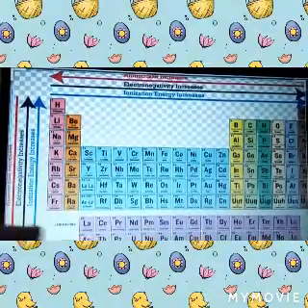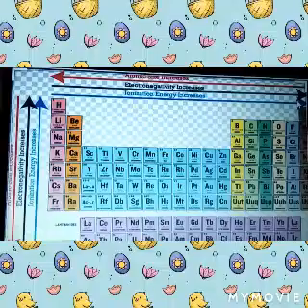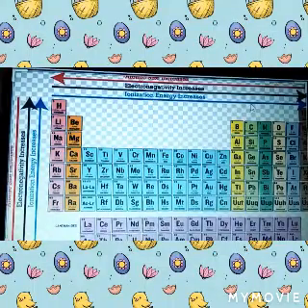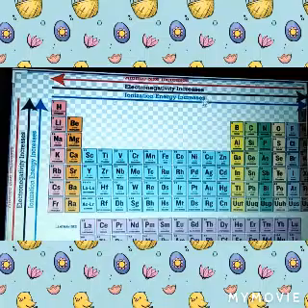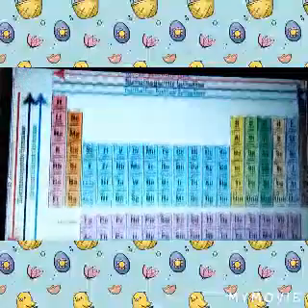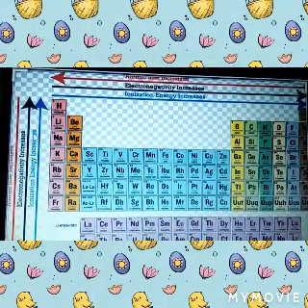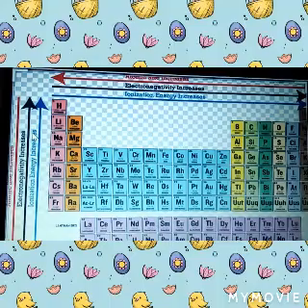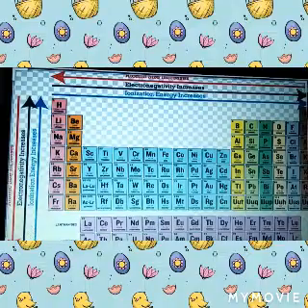Here, from left to right, electronegativity increases, ionization energy increases, while atomic size decreases. And from top to bottom in a group, ionization energy and electronegativity decrease, while atomic size increases. It means here all decrease, and it is the opposite.